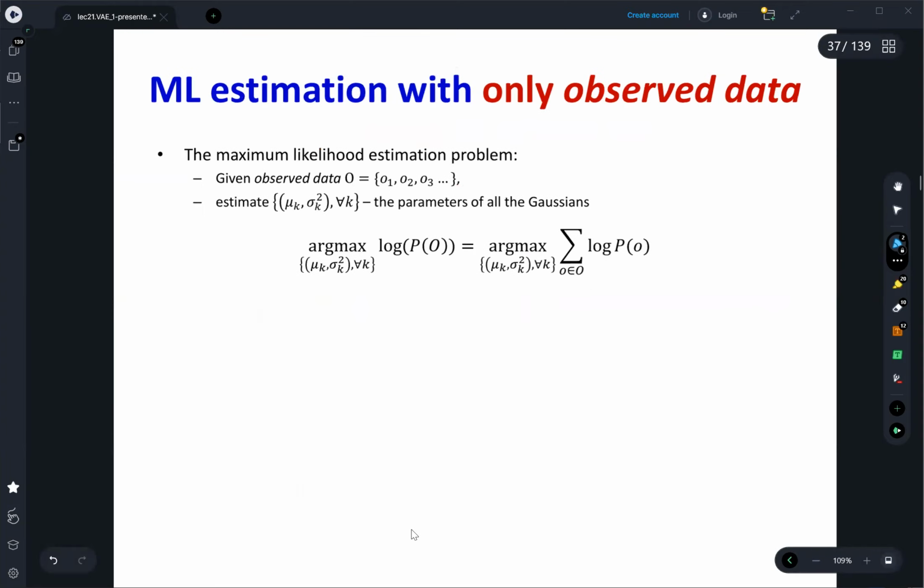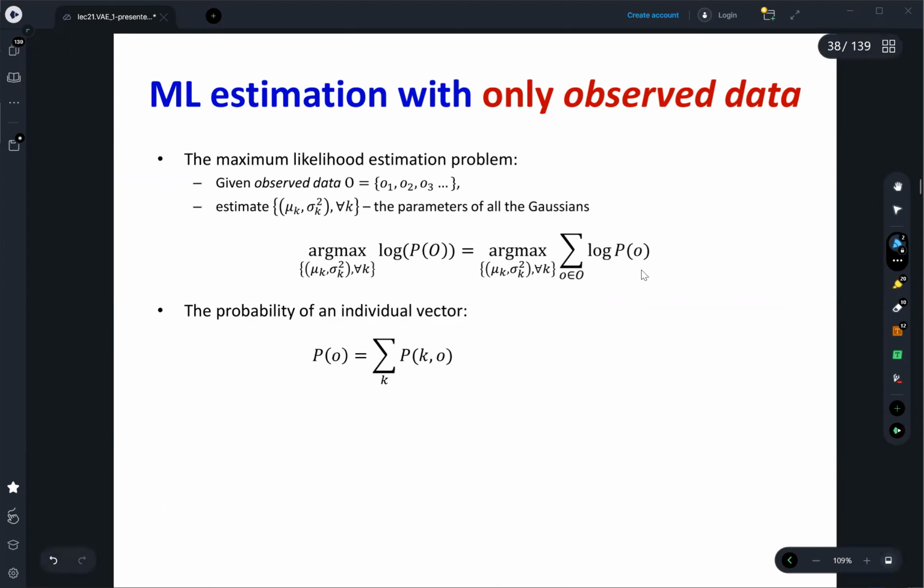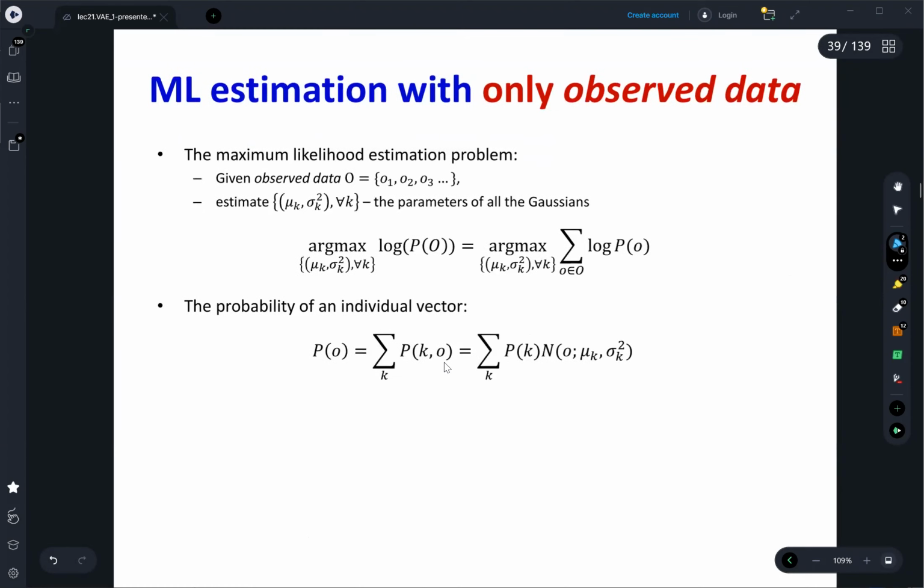And so when I want to perform maximum likelihood estimation, as before, I can only maximize the log likelihood of what it is that I have actually observed. In my case, what I have observed is the actual data itself. And the probability of any data vector sums over all Gaussians. And what it sums is the joint probability of the Gaussian and the observation, which is to say, it sums the probability of selecting the Gaussian and then choosing that observation from that Gaussian. This is summed over all Gaussians.